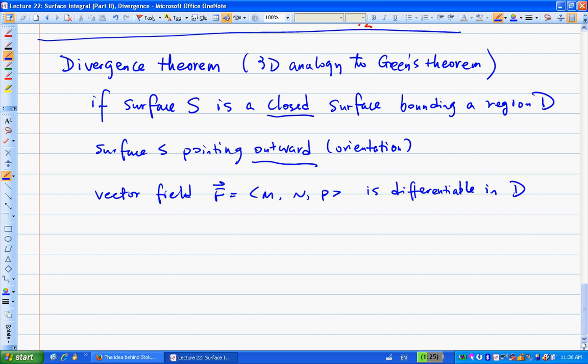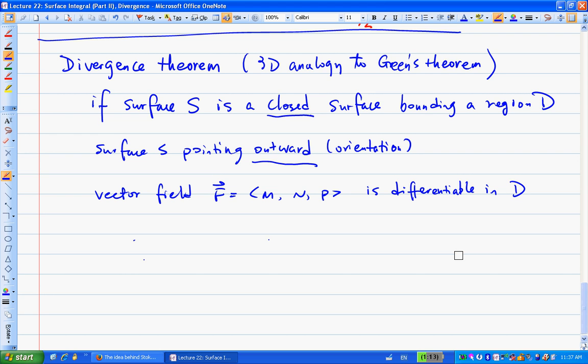So essentially, it needs to be continuous. For example, if the region D contains the origin, and it happens that the vector field F is 1 over x squared plus y squared, or maybe x over x squared plus y squared, that kind of vector field, right? If you plug in the origin, it becomes infinite, so you won't be able to differentiate at the origin. In that particular case, you won't be able to apply the divergence theorem. So that's what we mean by differentiable in the region D.